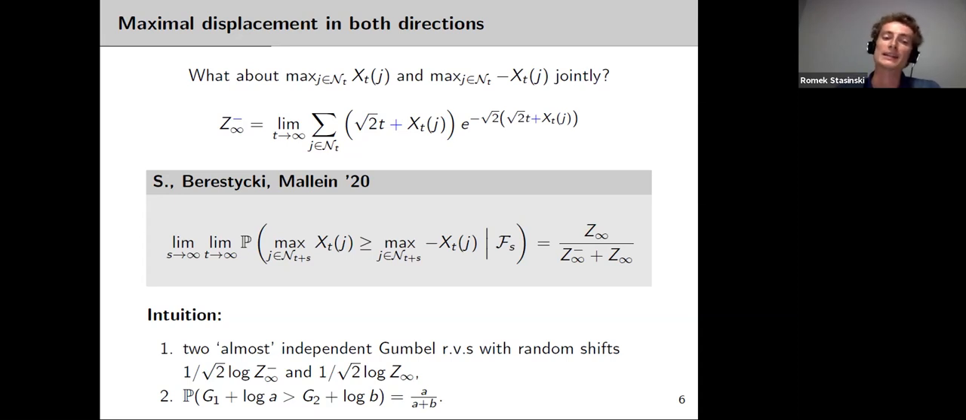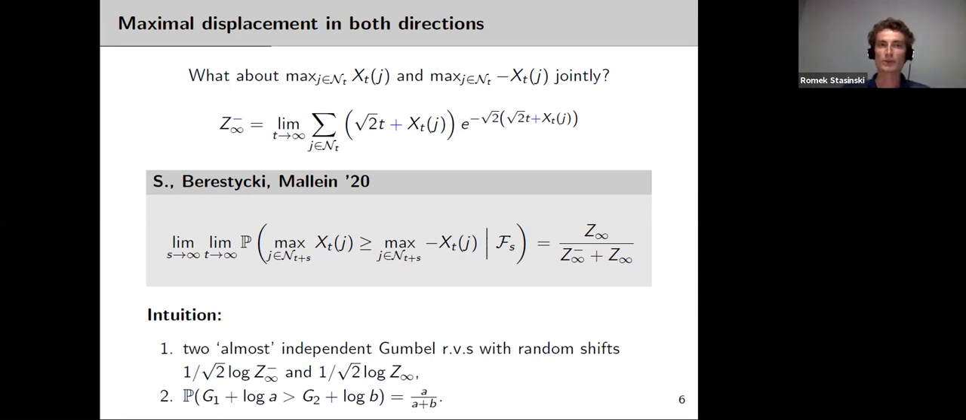And it turns out that if we take an analogous double limit, so first t going to infinity and then s going to infinity, we're going to recover a distribution which can be given by two numbers. And these numbers are the normalized derivative martingale corresponding to the rightmost particle and the derivative martingale corresponding to the leftmost particle. And the intuition behind this result is as follows. We know from Lalley and Sellke's results that if we look at each of these two particles separately, we're going to see Gumbel fluctuations with some shift.